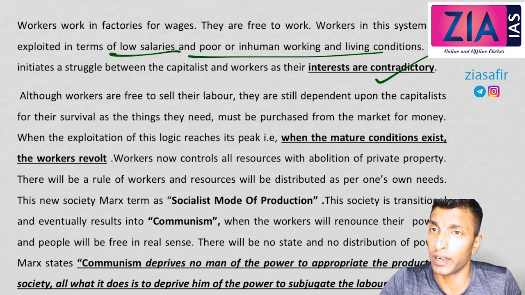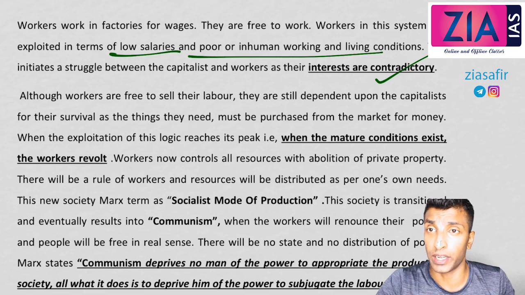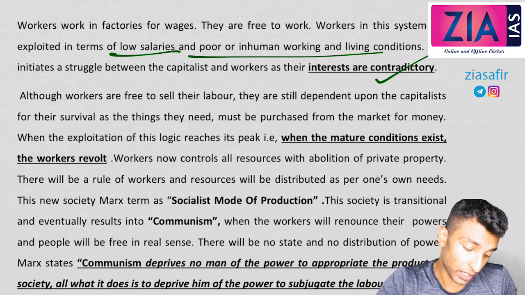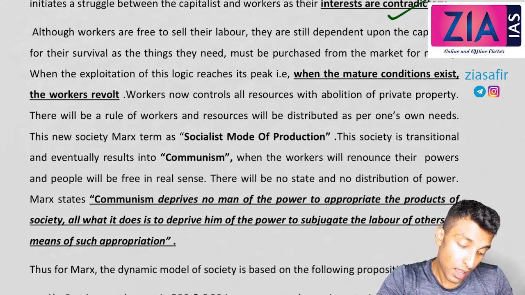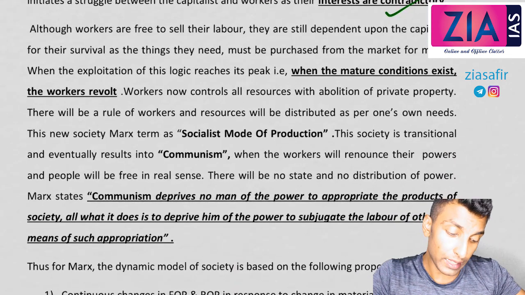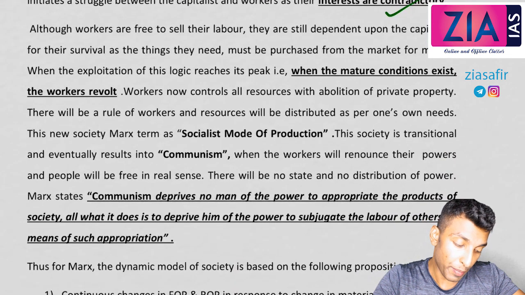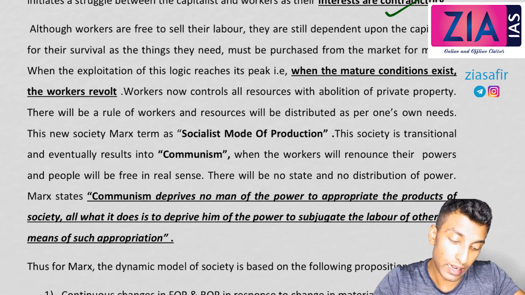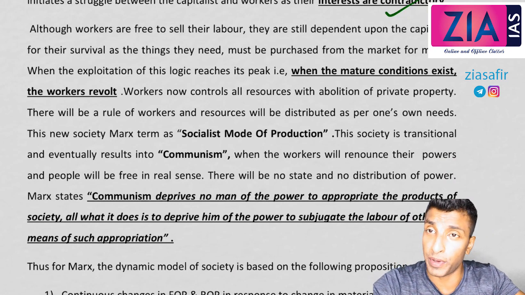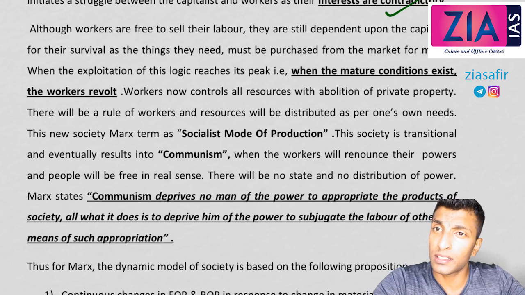Workers want better working condition, but the capitalists think that it is very costly and unnecessary expense if you offer a better working condition. So all these interests are contradictory, so that results into a conflict. Although workers are free to sell their labor, they are still dependent upon the capitalist for their survival, as the things they need must be purchased from the market by paying money. Okay, so you cannot just simply sit in the home by saying that if I wish I can go and work, right? But you are forced to go out and work, otherwise you cannot survive. Nobody will produce food for you if you don't have money with you.